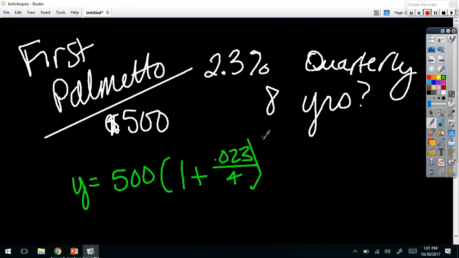Don't we just do plus 0.23 divided by 4? Yeah, I would, and add 1 to it. If you put it in all at one time on your calculator, you're going to need a separate set of parentheses around this because it's a fraction. But I really want to make sure everybody can come up with the same number on their calculator.